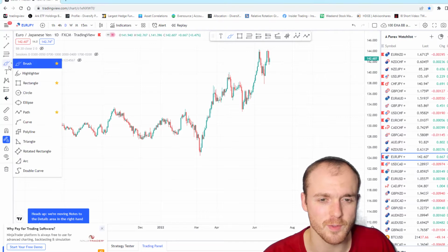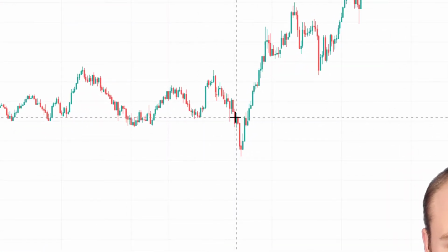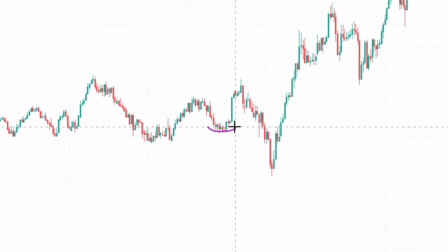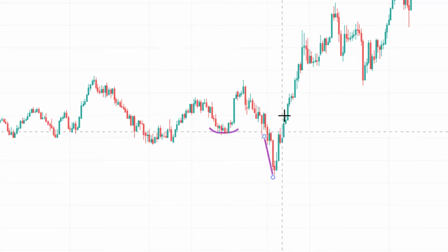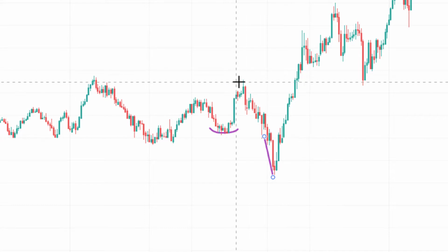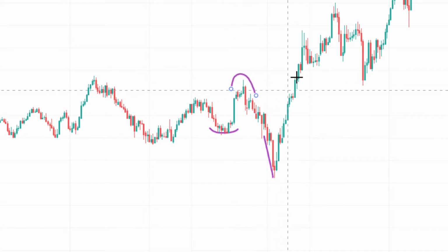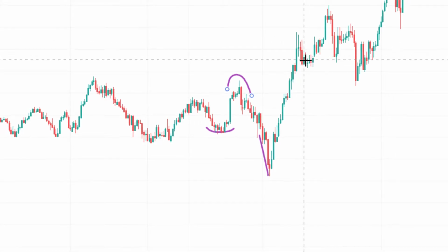For example, we see on the Euro Yen back in March earlier this year, we had this swing low taken out to the downside. So while price is retracing, our bias is going to be to the downside until this major high is taken out. And then once that happens, our bias will be to the upside.